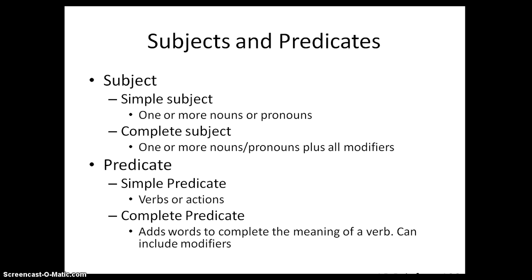Subjects and predicates. A simple subject is one or more nouns or pronouns. A complete subject is one or more nouns or pronouns plus all modifiers. The predicate, or simple predicate, is the verb or actions. Complete predicate adds words to complete the meaning of a verb and can include modifiers.